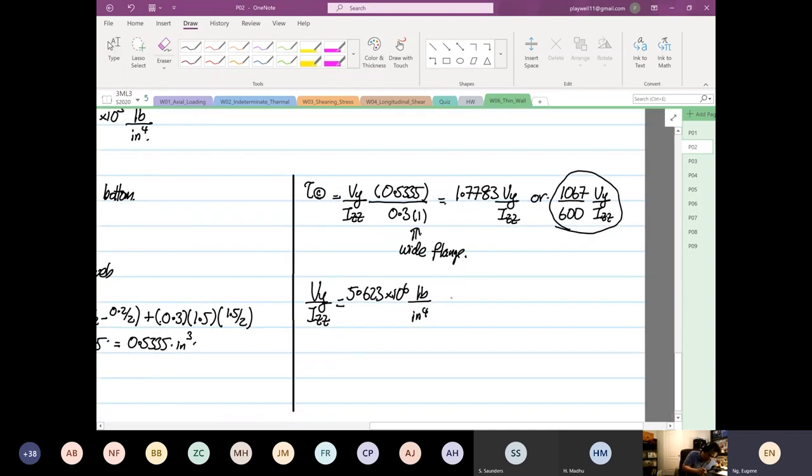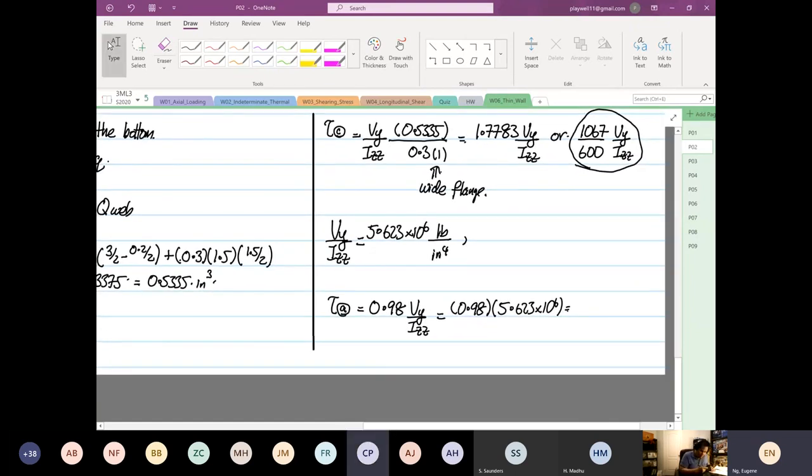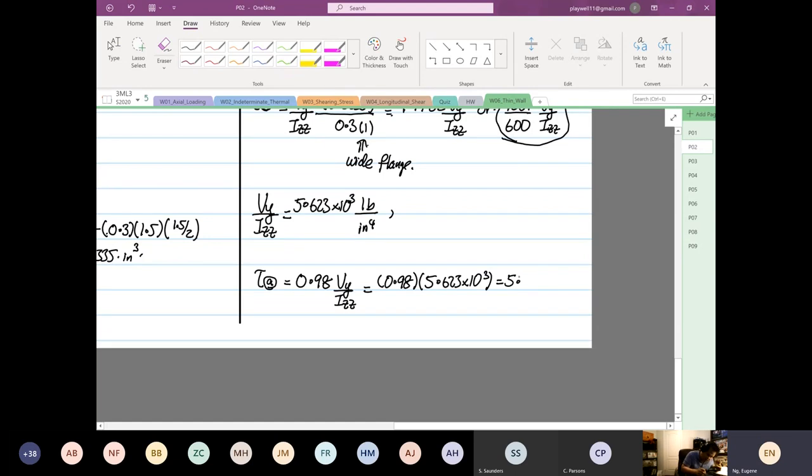So from here, we can find that the shear at point A is equal to 0.98 VY over IZZ. So this is equal to 0.98 multiplied by 5.623 times 10 to the power 3. Eugene, it's power 3? Thank you, not 6. Yeah, you're right, it's to the 3. So 0.98 times 5.623 times 10 to the power 3 is equal to 5.511 times 10 to the power 3 PSI.